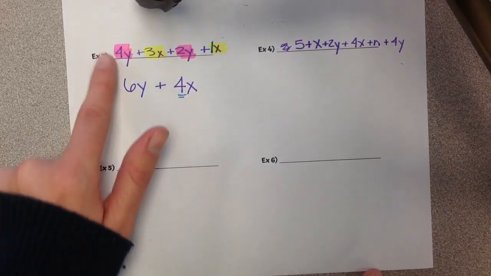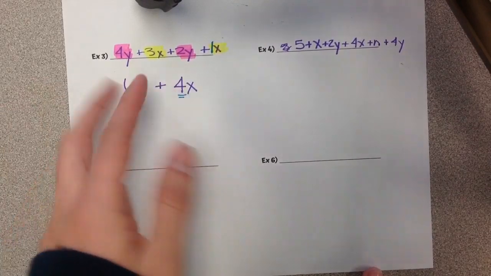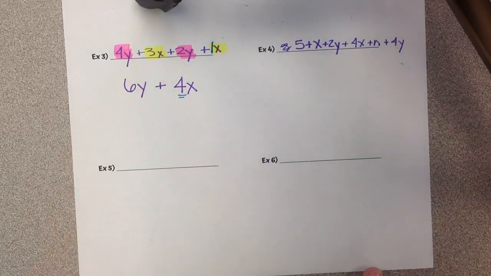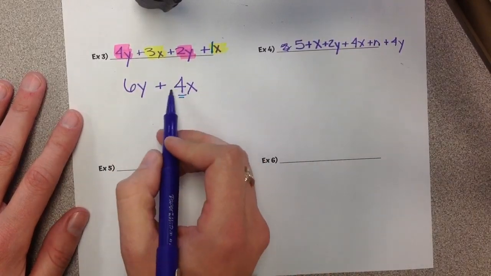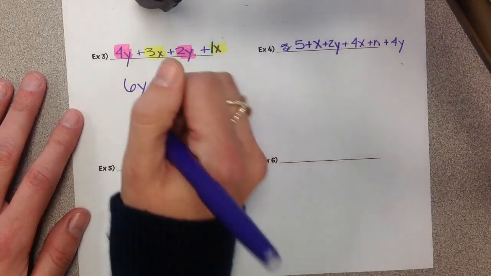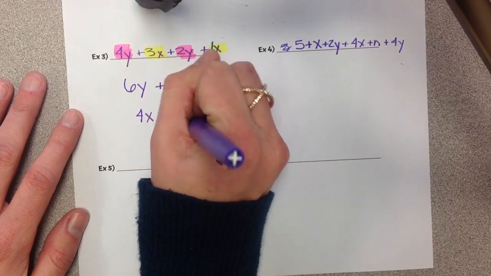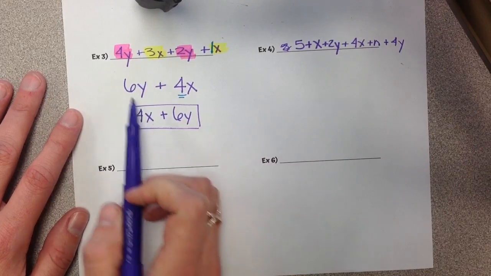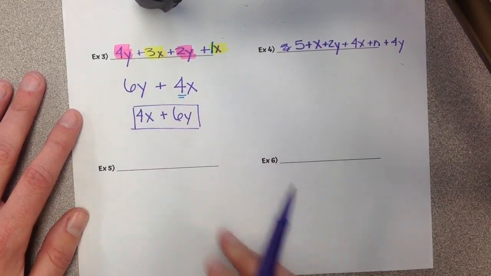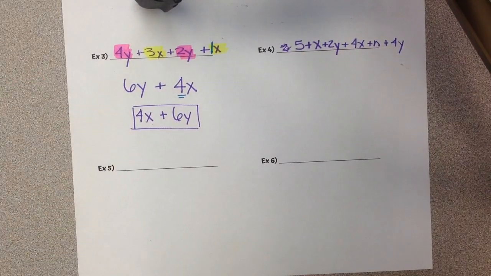Actually, one more thing I want to say about example 3. Technically, because it's addition, the order does not matter. I will tell you, though, that generally speaking, we put them in alphabetical order. Since x comes first in the alphabet, I would probably write this with the x furthest to the left. If you have this as your answer, though, that's totally fine, using that commutative property.